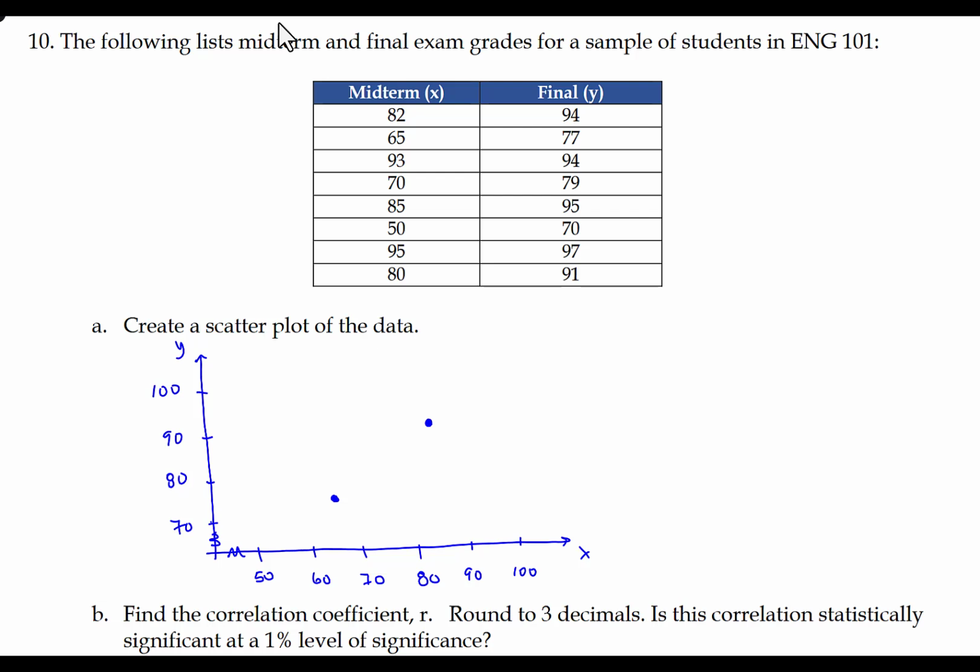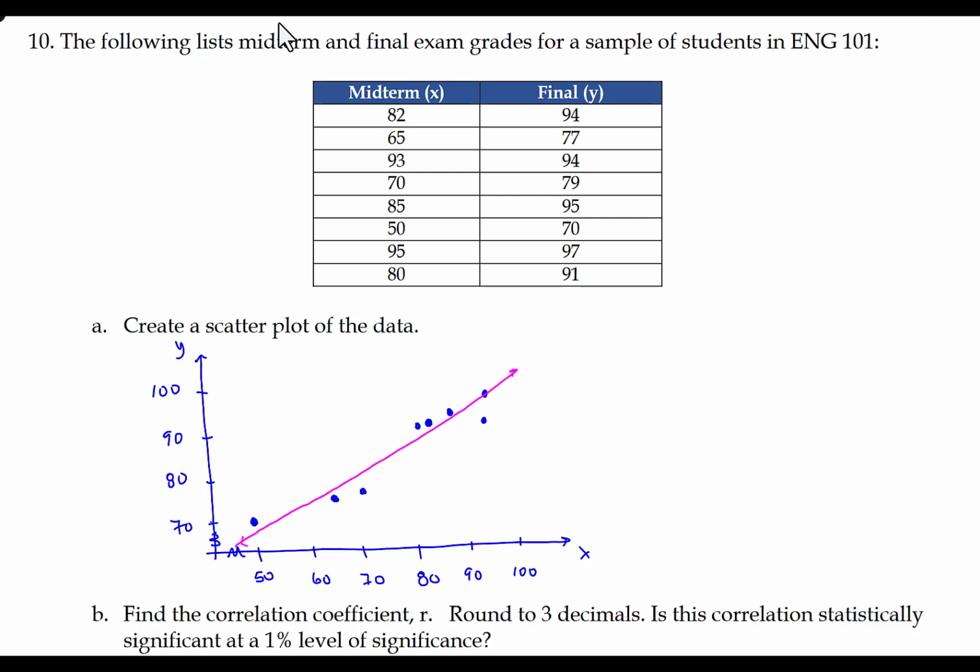93, 94. 70, 79. 85, 95. 50, 70. 95, 97. 80, 91. All right, so here's my scatter plot, and as you can see, it looks like there's a pretty decent linear relationship between these variables.